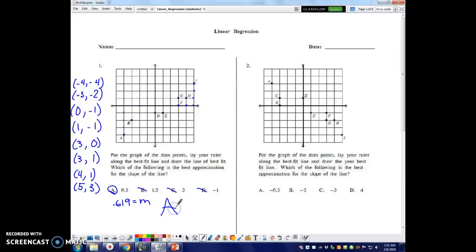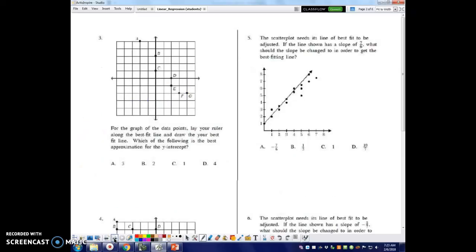Now, remember it's not exact because you're just kind of guessing what the slope of the line might be. Okay, so 0.5 would be 1 over 2. So go up 1, over 2, up 1, over 2. That's what they were doing. All right, next one we're going to look at is number 5.